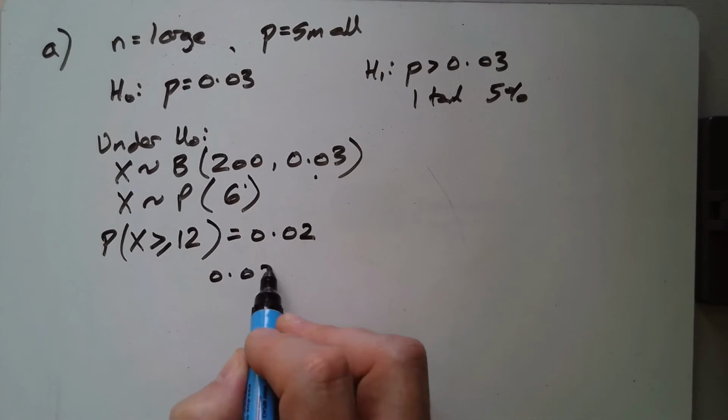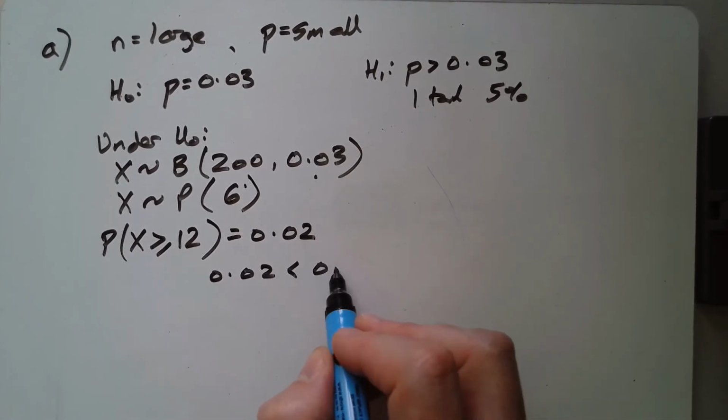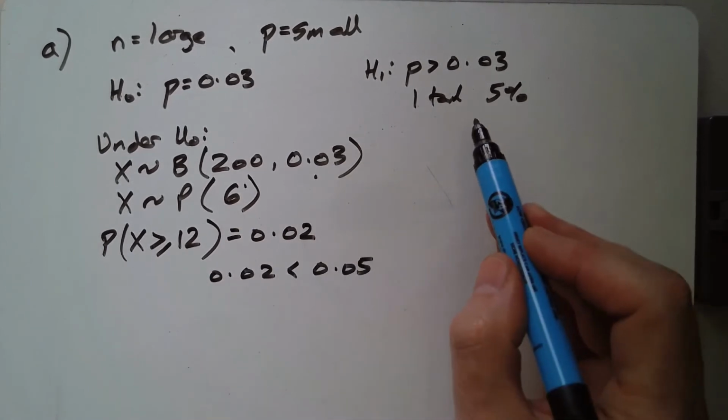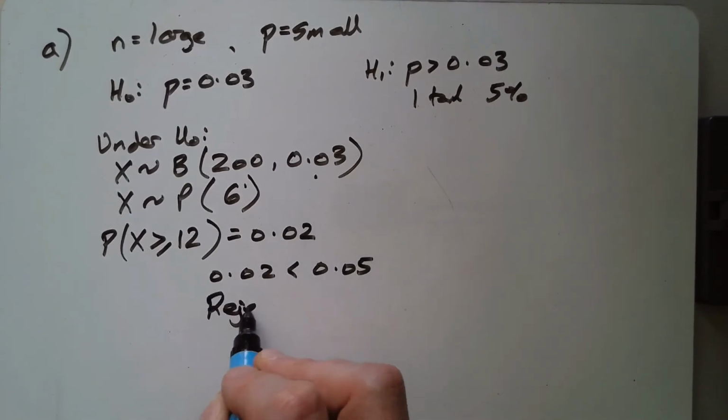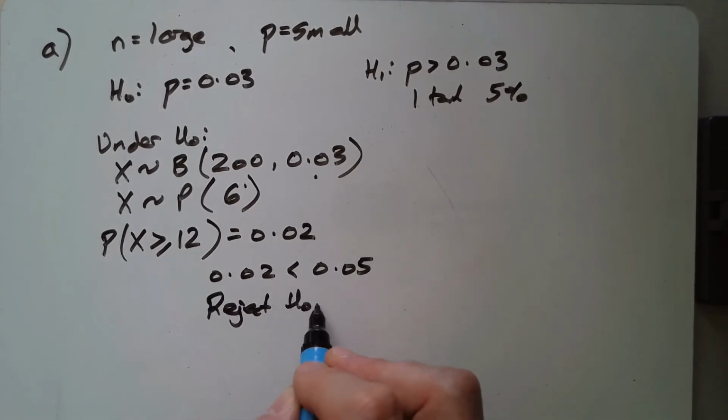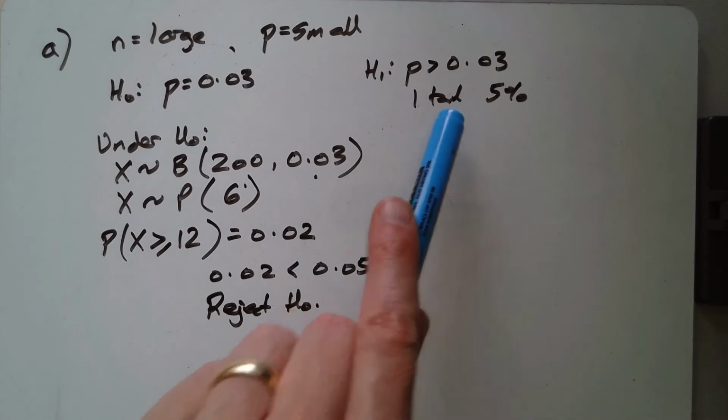So 0.02 is less than 0.05. We're in the special bit here. So we will reject H0. And reading the words again, at 5%, there is evidence that the proportion of defective bolts has increased. In context, the proportion of defective bolts has increased because we're suggesting it's here, not there.